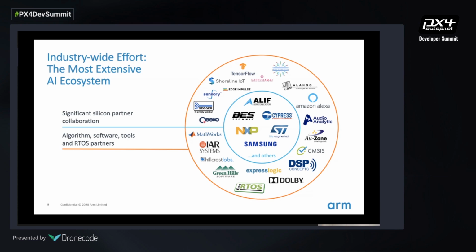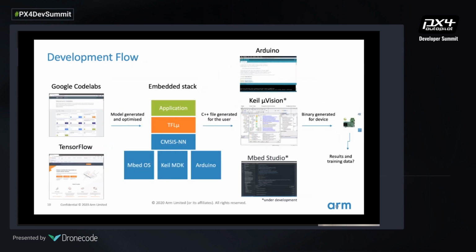What does it actually look like? What does the flow look like for a developer? Well, if you're familiar with machine learning, you know that there are a lot of different frameworks out there. One of them is TensorFlow, for example. So if you think about a TensorFlow generated and trained model, you can then think of taking that model and optimizing it for running on an embedded stack.